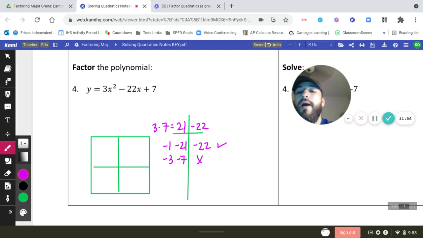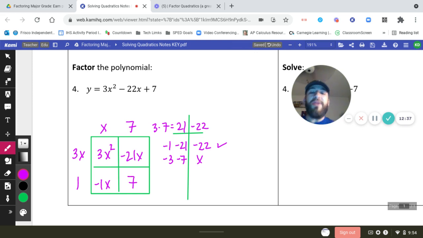Okay, so the ax squared term goes in the top, so 3x squared. The c term goes in the bottom, so 7. And then my factors go in the diagonal, so negative 1x and negative 21x. And then I factor out across rows and columns. So 3x squared and negative 21x, I can take 3 and x out. 3x squared and negative 1x, I can only take x out. Negative 21x and 7, I can take 7 out. And negative 1x and 7, I can take out just 1.